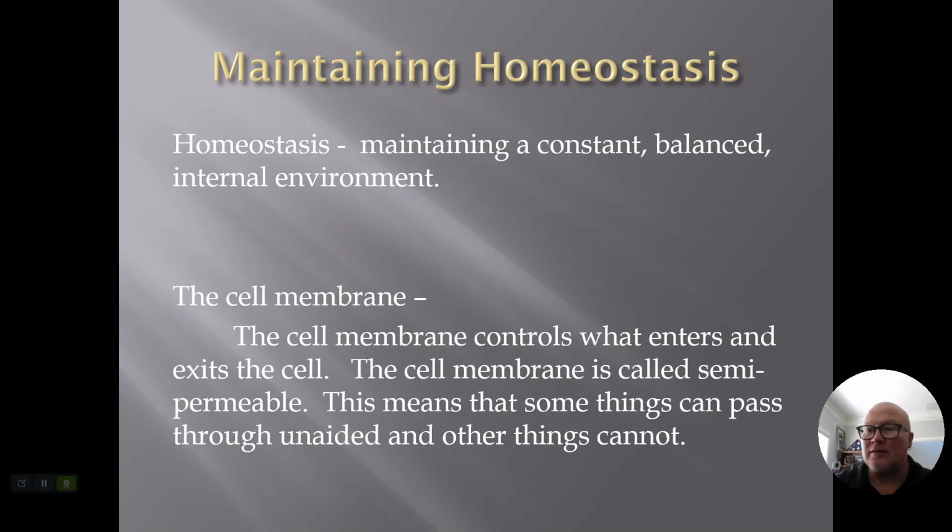So cells are responsible for maintaining something called homeostasis. Homeostasis is a balance between the inside and the outside. That cell membrane is extremely important for this because the cell membrane controls what gets into the cell and also what leaves the cell. And that's responsible for maintaining this balance, the homeostasis within the cell. So the definition of homeostasis: maintaining a constant balanced internal environment, and the cell membrane is responsible for that.